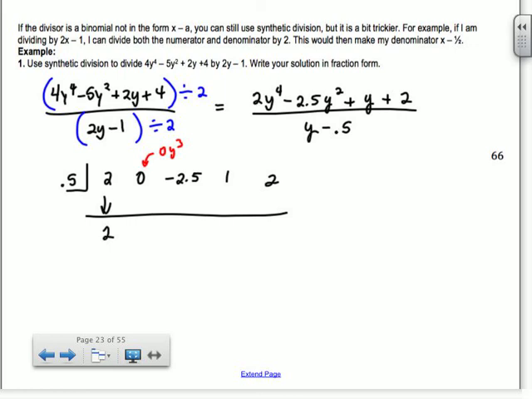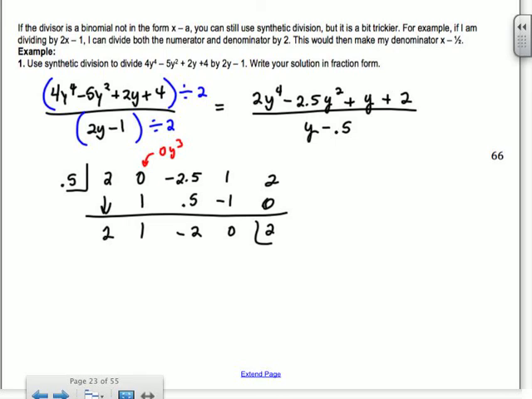So 2 times 1/2 is 1. 0 plus 1 is 1. 1/2 times 1 is 1/2, so 0.5. Negative 2.5 plus 0.5 is negative 2. 0.5 times negative 2 is negative 1. Add straight down and get 0. 0.5 times 0 is 0. Add straight down, I get 2. So your final answer is 2.